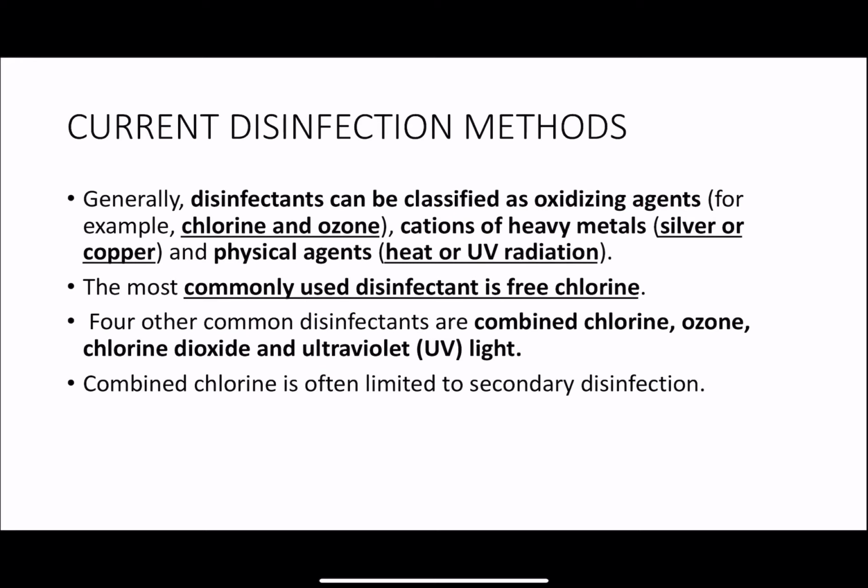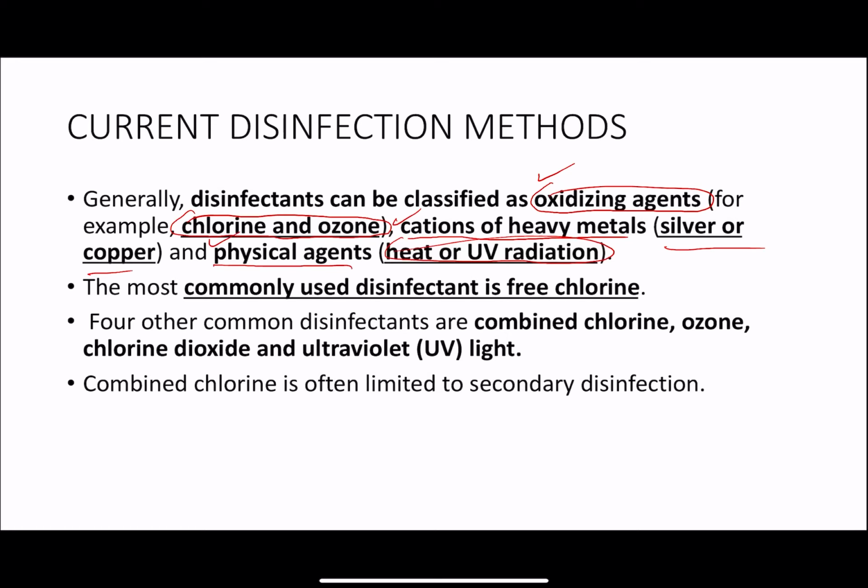So there are current methods for disinfection. For example, disinfectants can be classified as oxidizing agents, which oxidize all the pathogens. For example, chlorine and ozone are oxidizing agents. Cations of heavy metals, silver or copper, and physical agents, heat and UV radiation. So these are the classifications of disinfection: either an oxidizing agent, or cations of heavy metals, or physical agents.